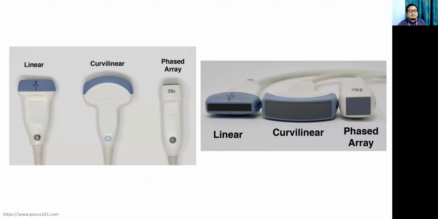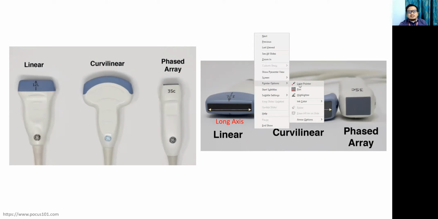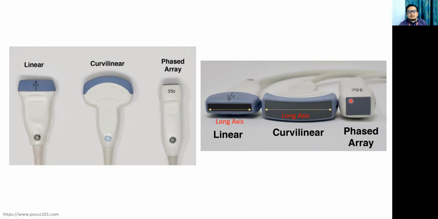Usually in the ICU we use 3 types of probe, which are linear, curvilinear, and phase array. When you talk about probes of ultrasound, this is considered the long axis, and this is the short axis. This is in terms of the structure of the ultrasound probe. As you can see in the phase array, there is a square shape, so there is no long or short axis.